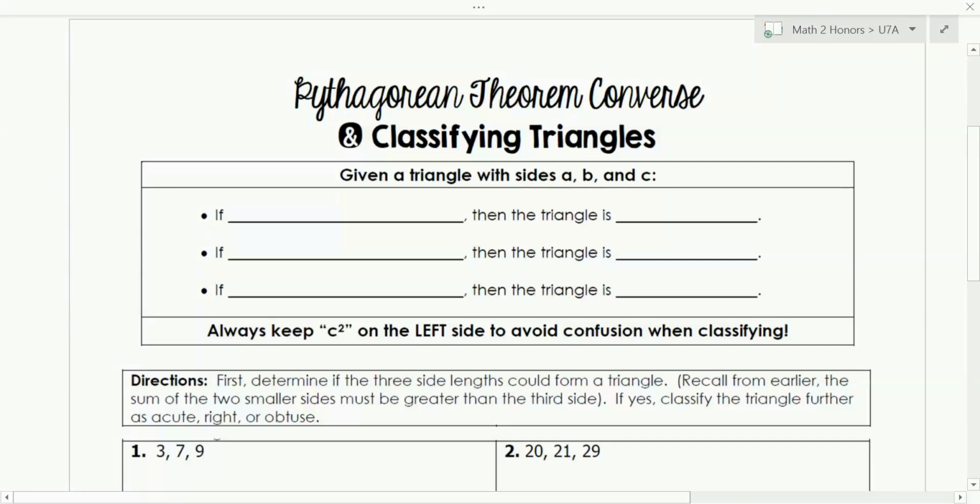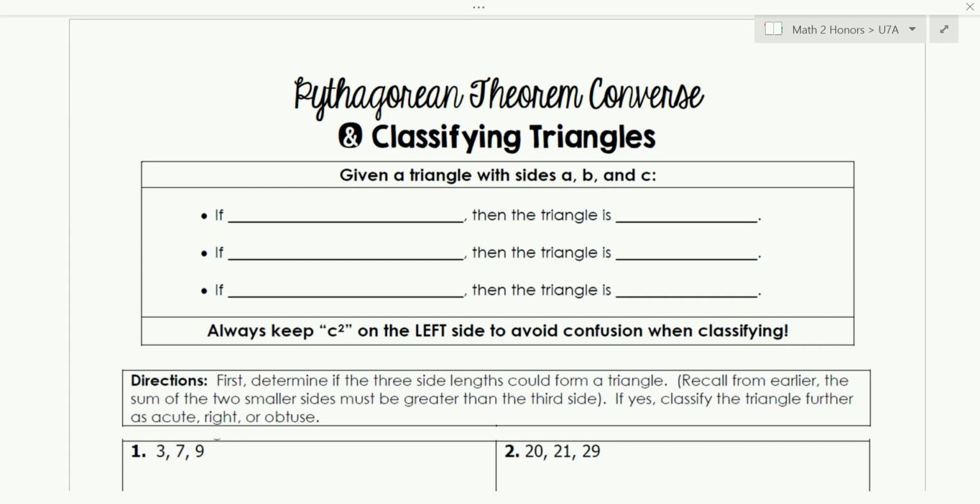On this first part, we're just going to go over, if I give you three side lengths, first of all, how do you know if it's a triangle or not? We talked about that before. But then, how do you know what kind of triangle it is? Meaning, is it a right triangle, an acute triangle, or an obtuse triangle?